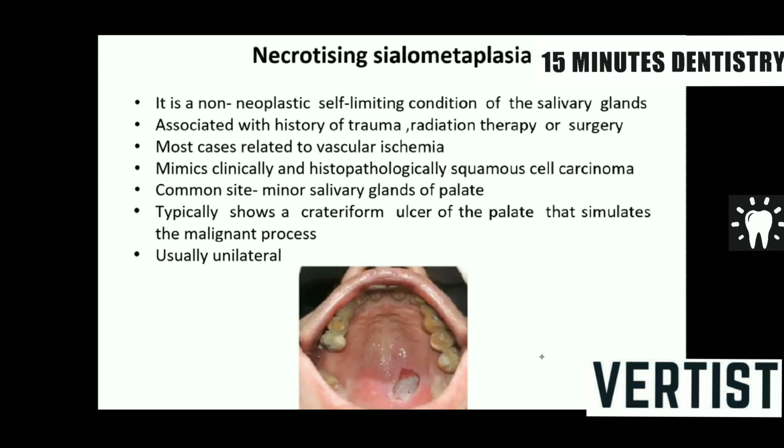But most of the cases are also related to vascular ischemia. So where do we come in the picture here? This vascular ischemia can also be caused by palatal injections, local anesthetic injections. Local anesthetics have a vasoconstrictor, adrenaline, that can lead to vascular ischemia, and sometimes some of these patients after the palatal injection can come with such an ulcer, which you have to observe for a period of time. Let's see whether it is self-limiting, or take a biopsy and confirm it as necrotizing sialometaplasia. That is how it is clinically important as well.